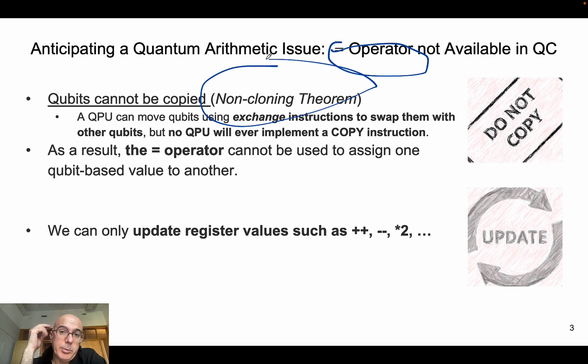So this is the topic of this lecture. As a result of this, the equal operator cannot be used in quantum computing to assign one qubit-based value to another. If we have a quantum bit that is in a superposition, we cannot really copy its value because of the fundamental no-cloning theorem of quantum mechanics. We will see later on that the only operations that we allow are somehow the update operations. So we have a value and we can actually update it.